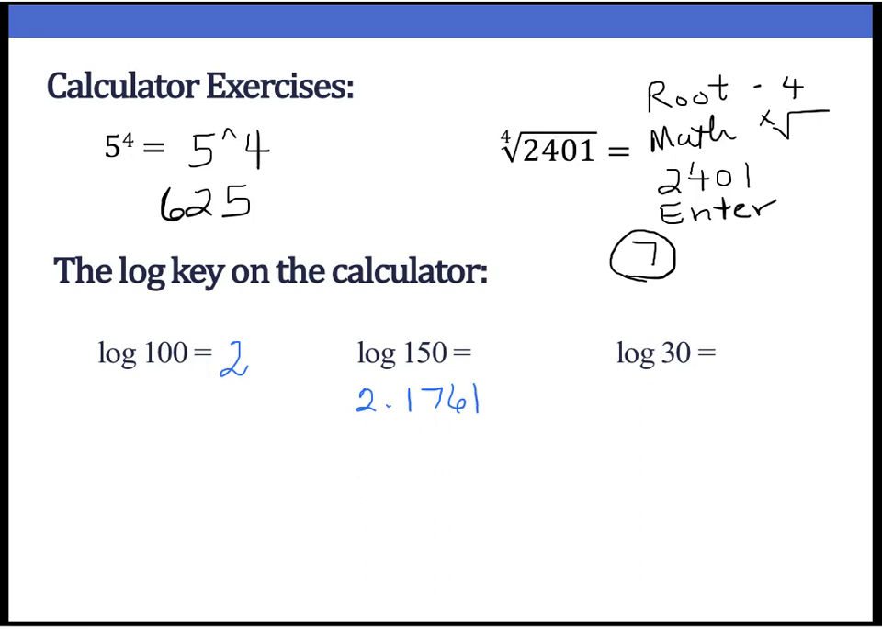Now to test this whole theory, I want you to put this into your calculator to check it. The check's not necessary, but it's more of a prove it to yourself. Put 10 raised to the 2.1761, using the little caret button, and press enter, and it gives me 150.003. That's pretty close, so we could call that pretty accurate. Alright, log 30. Same thing, press log 30, and what you will get for your answer is 1.477.